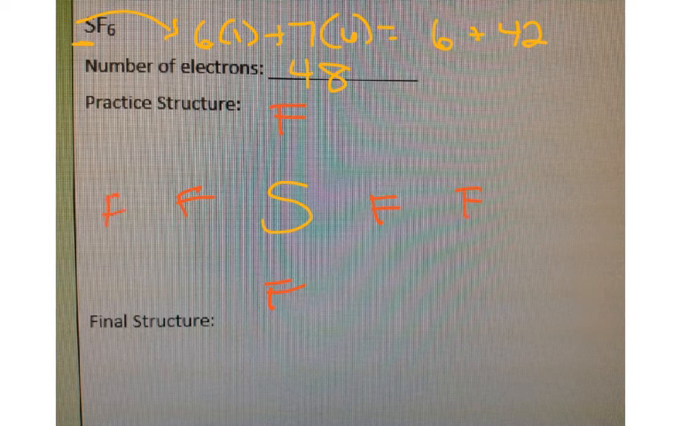All right, so sulfur has 6 valence electrons, so I'm going to do 1, 2, 3, 4, 5, and 6. F has 7, so it's going to look like this. All right, so everything has 3 lone pairs with 1 lone electron. All right, so this is our structure.